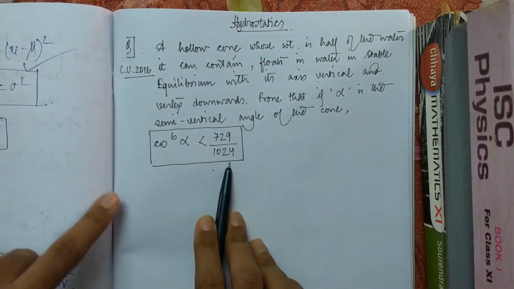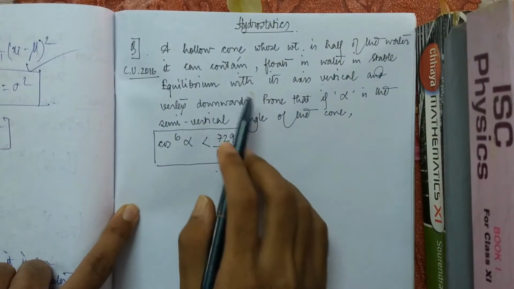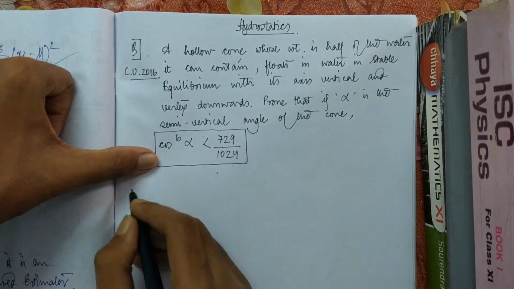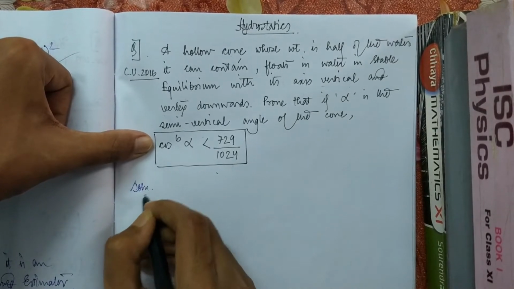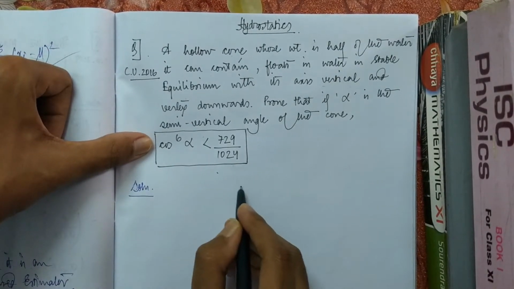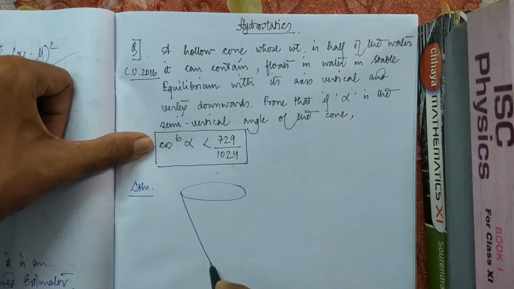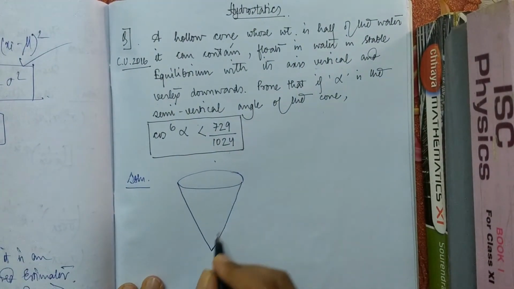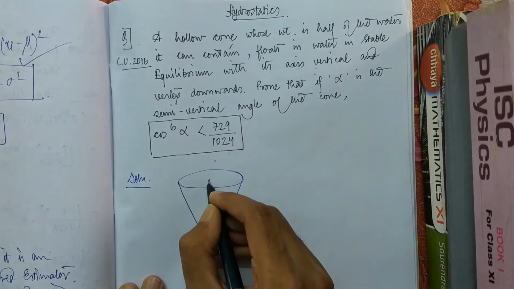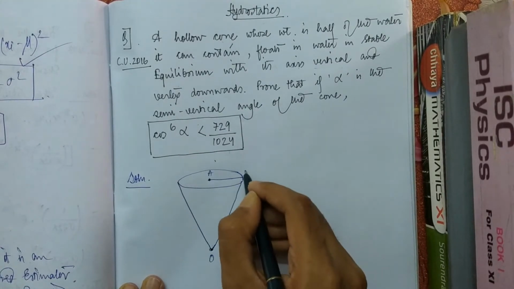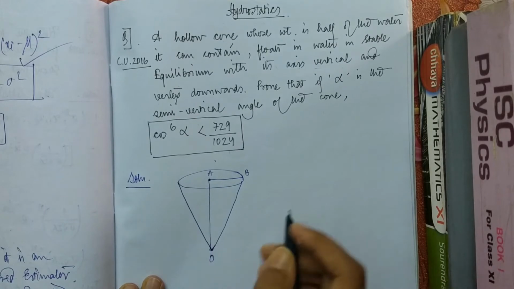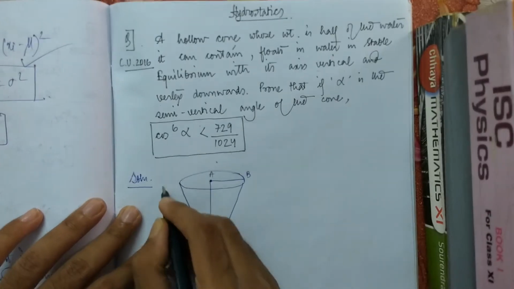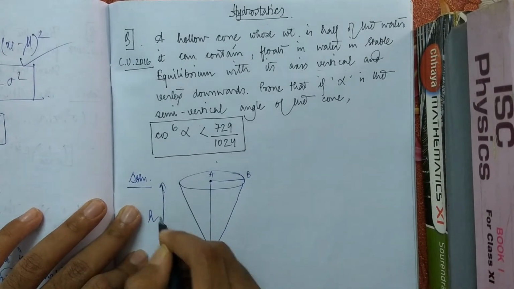Okay, so first things first. It is said that the hollow cone has its axis vertical and vertex downward. So at first let us draw the cone. Suppose this is our cone. Now this is the base. Let us name the center O. This will be the radius, say AB, and this is the height of the cone, let us say H.